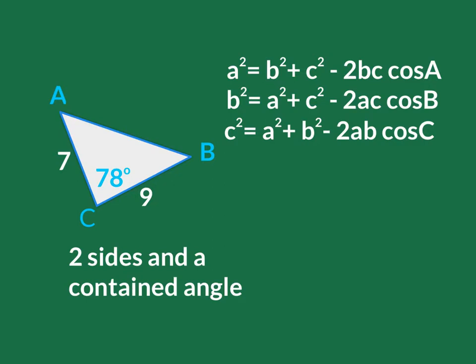In the case where you have two sides and a contained angle given, then the formulas for finding the third side of the triangle are given here. Depending on which side you're trying to find, you will choose to use whichever letter corresponds to that. In this case, we would be able to find side C because we're given angle C, and so we would use the third version of this formula to calculate our unknown side.